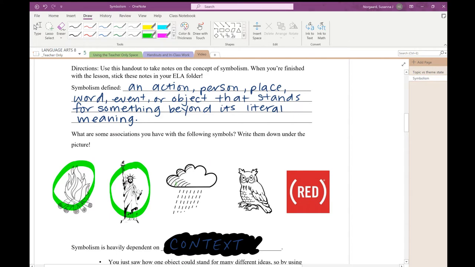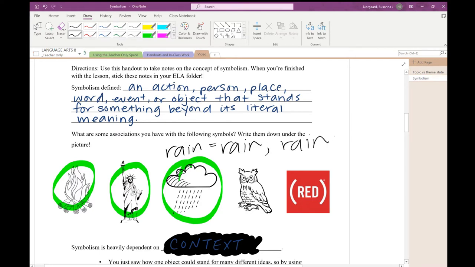While rain, though it is literally rain, might symbolize, in a lot of popular media, life and renewal and cleansing and things like that. So a symbol is when an object stands for something beyond its literal meaning. Literally, rain is rain. But symbolically, rain might stand for something like life or renewal or something else. It very much depends on the book or text that you're reading.